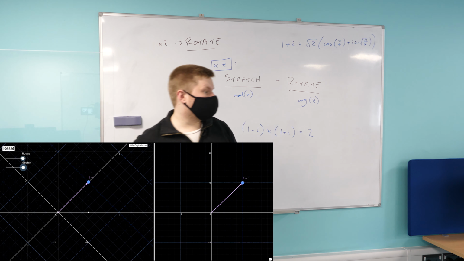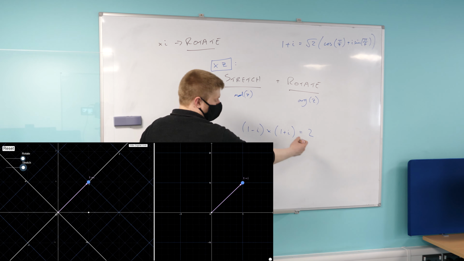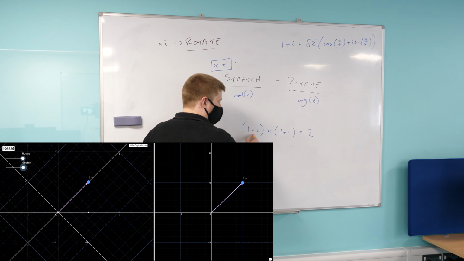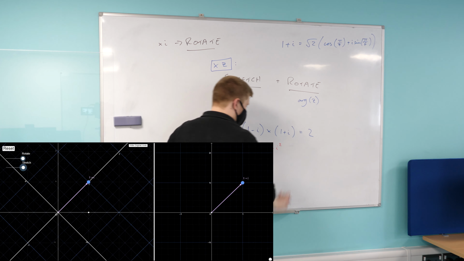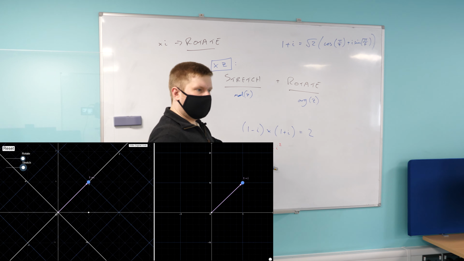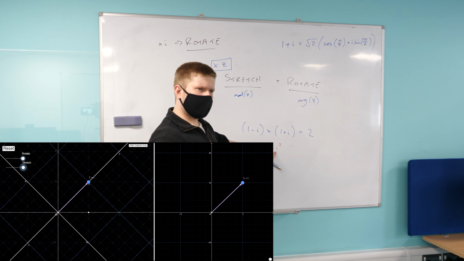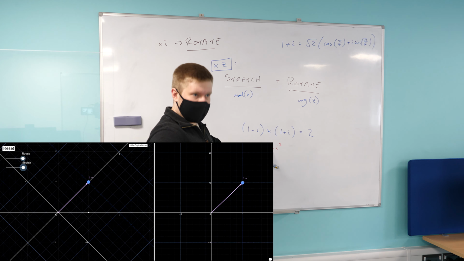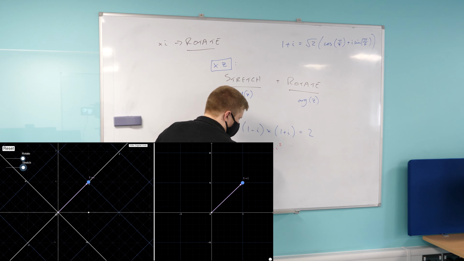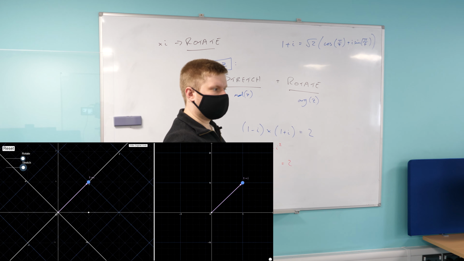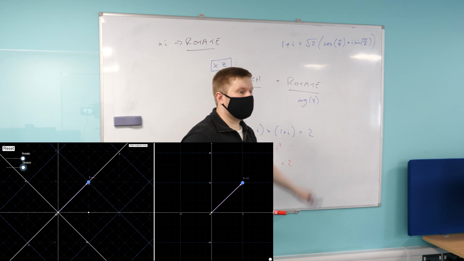And of course, you can verify this yourself. So this is just a binomial, you can expand it out. So 1 times 1 is 1, negative i times 1 is negative i, 1 times i is positive i, and negative i times positive i is negative i squared. Tidy this thing up. Negative i plus i, cancel. i squared? It's negative 1, good. So if I do a negative of negative 1, you get 1 plus 1, which is 2 as well. So it's consistent, it makes sense.